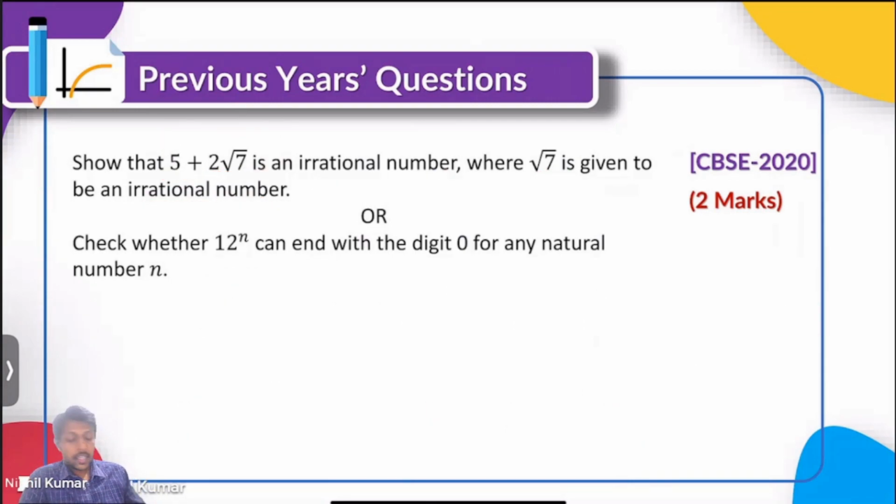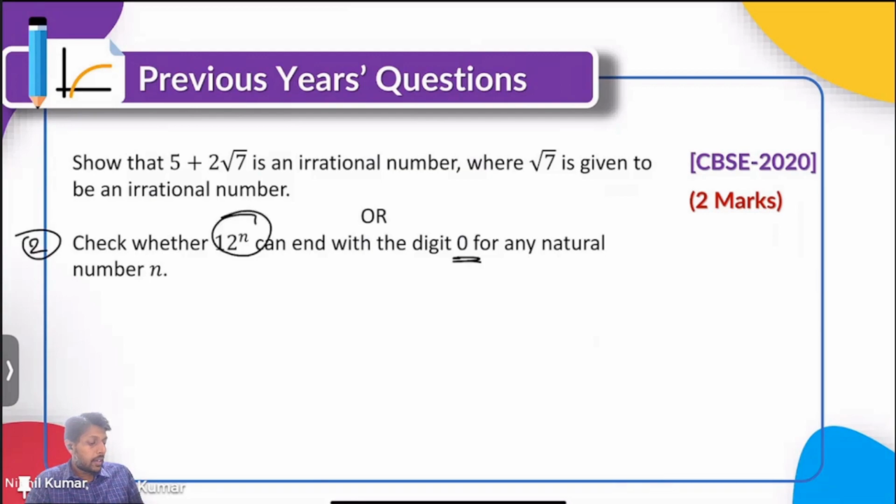Let's move on to the second question now. Check whether 12 to the power n can end with the digit 0 for any natural number n. Alright, natural number n. So n cannot be 0. Okay, n itself cannot be 0. We're clear of that.